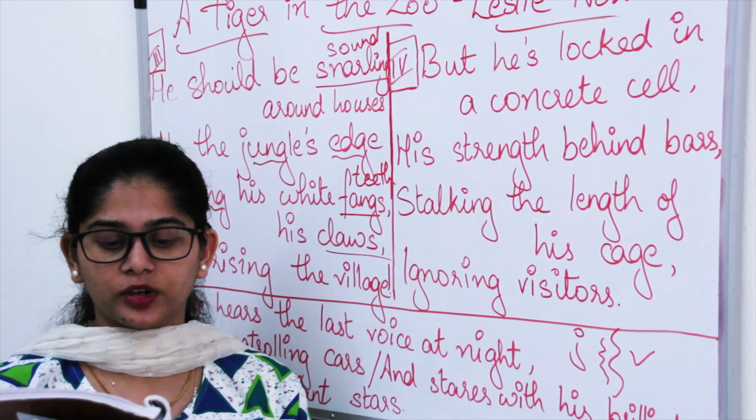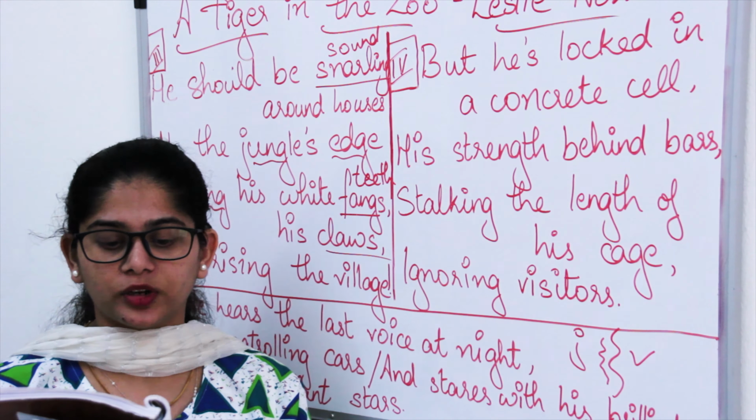The patrolling cars, he's listening to the patrolling cars. You know what patrolling cars are, right? Patrolling cars are just like police vehicles, where the people in the zoo take the patrolling cars maybe just to check if all the animals are inside the cage. So that's the last sound heard by the tiger in the zoo late at night.